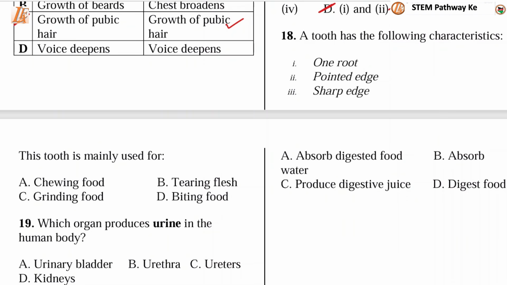Question 18. A tooth has the following characteristics: one root, pointed edge, sharp edge. The question is what this tooth is mainly used for. A tooth with one root, a pointed edge and a sharp edge is a type of tooth that we call a canine. And a canine is used for tearing flesh. That's B. In this case, that is our correct answer.